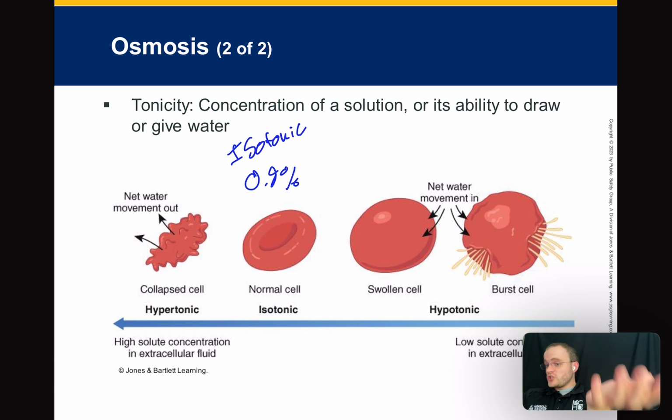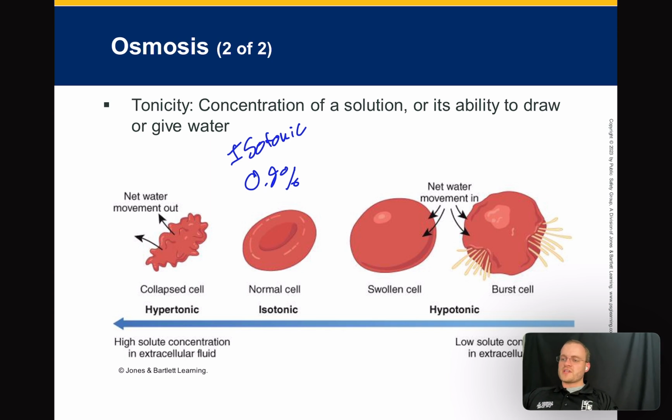So I can inject you with 0.9% normal saline, and you're not going to have a shift of water in or outside of your cells, because what I'm giving you pretty much matches what's inside your cells as far as tonicity. Tonicity is the concentration of a solution or its ability to draw or give water. So what we carry on an ambulance is pretty similar to what's inside your cells.